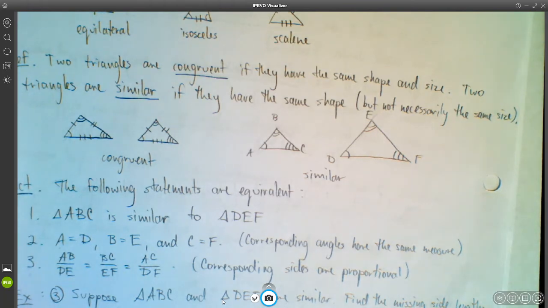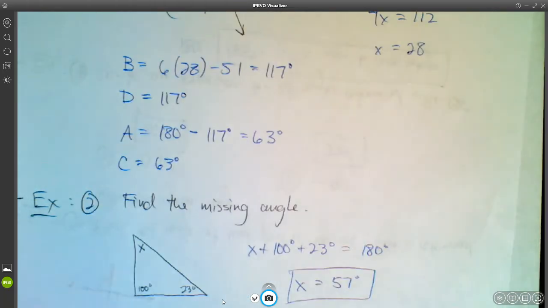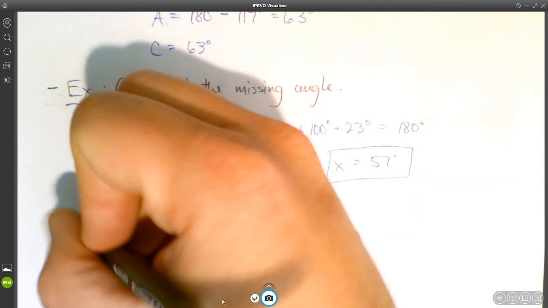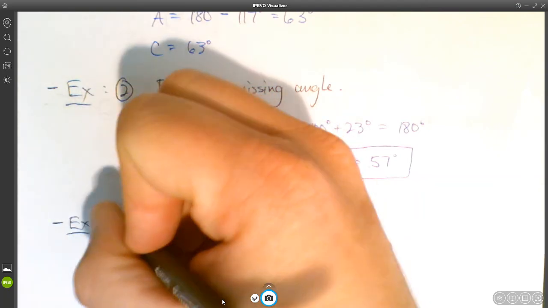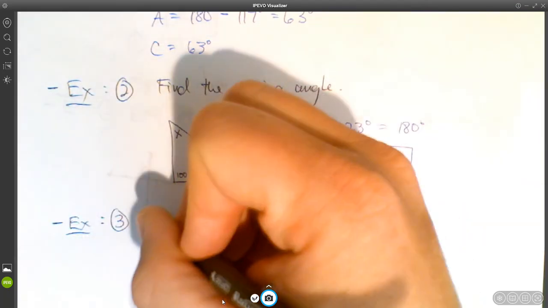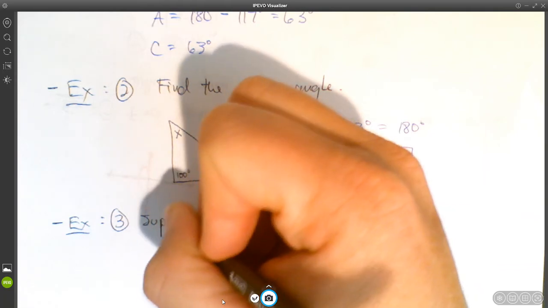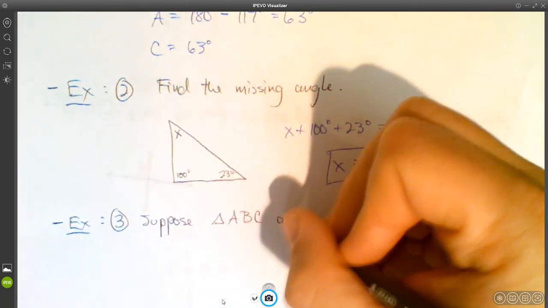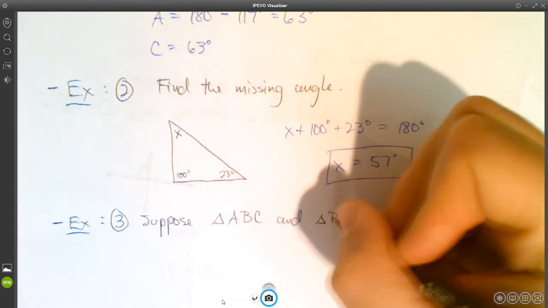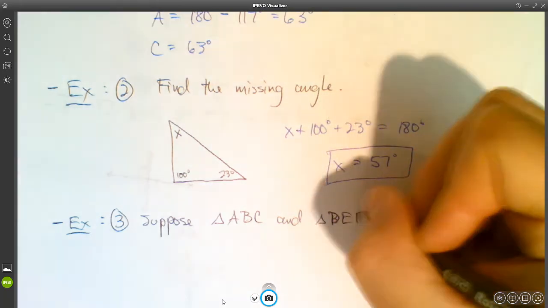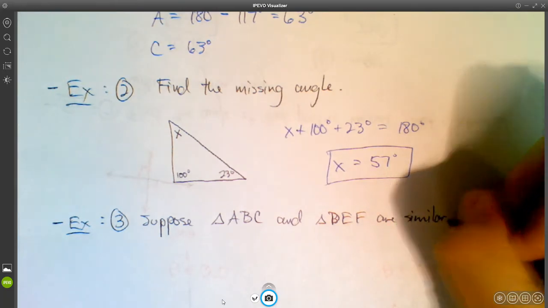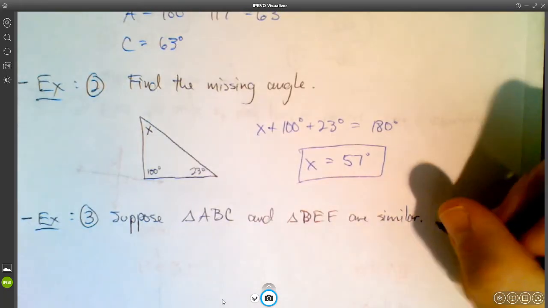Let me give you an example of this fact in action. So let's suppose that triangle ABC and triangle DEF are similar. And let's find the missing side lengths.